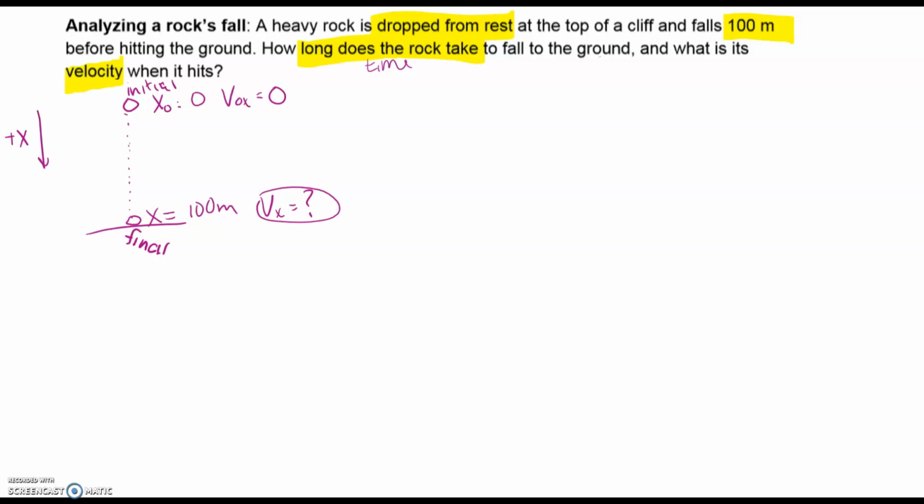And acceleration. The acceleration is constant throughout its motion since it is in free fall, and that acceleration is equal to g. Since downward is positive and the acceleration due to gravity points downward, I have a positive value for g. So this will end up being 9.8 meters per second squared.